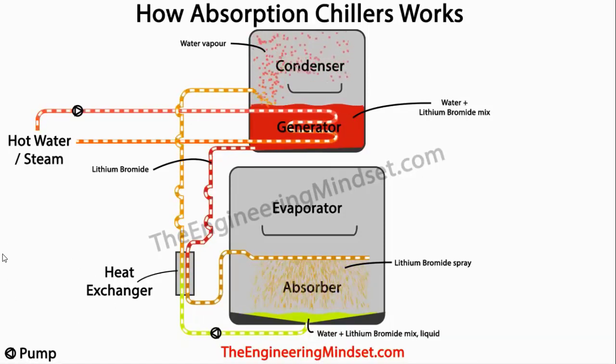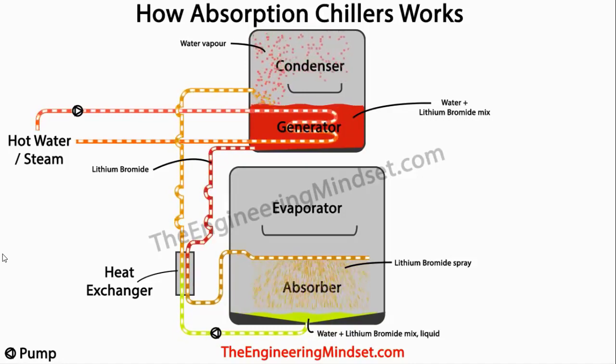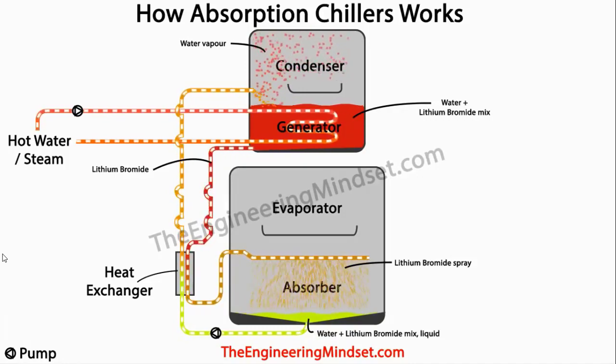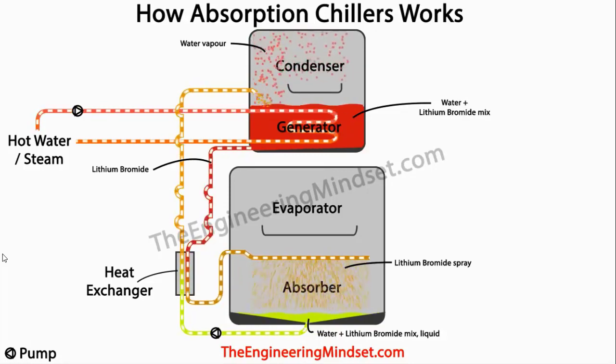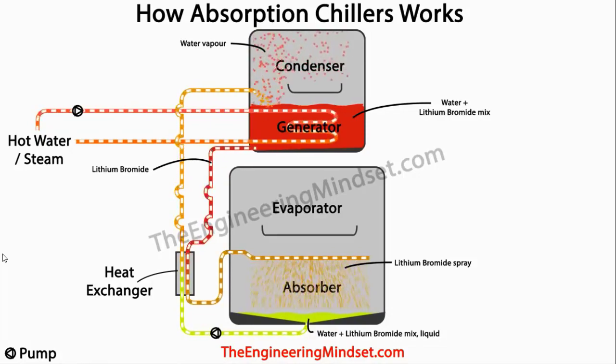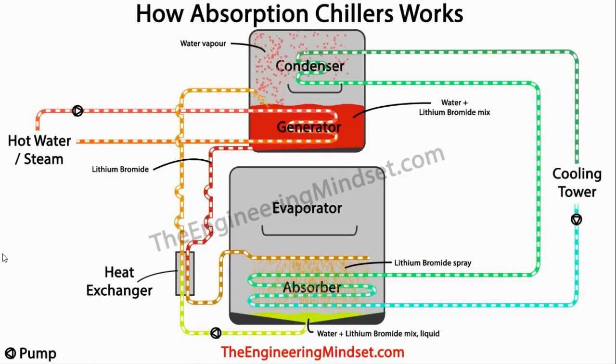Running in counterflow. Once the concentrated lithium bromide liquid has cooled down, it makes its way to the absorber, where it is sprayed onto the chamber and will mix with the water before again being pumped to the generator to repeat the loop. But we will look at this part in more detail in just a minute.